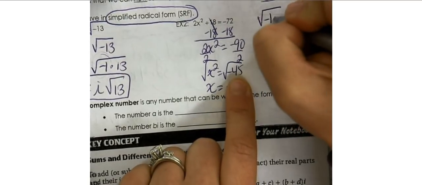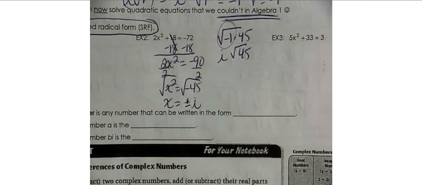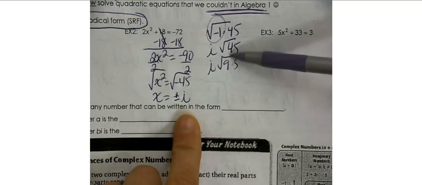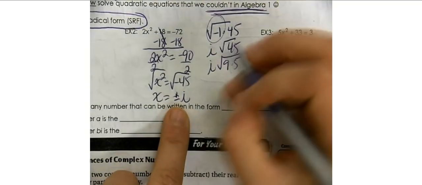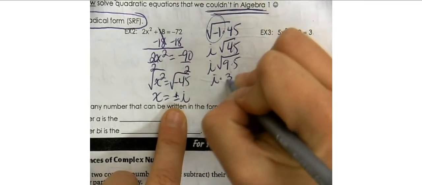This really means -1 times 45. So that -1 right here is going to become i. Now I'm going to break down 45, and I'm going to think to myself, what perfect square number can go into 45? I know that 9 times 5 is 45, so this is going to be the square root of 9 times 5. And I know that the square root of 9 is 3. So this is i times 3 times the square root of 5.